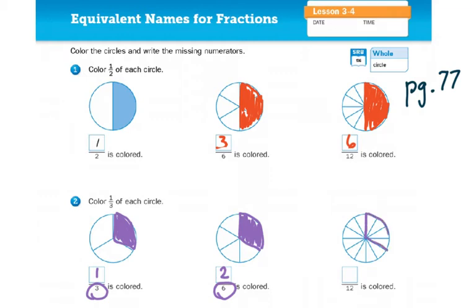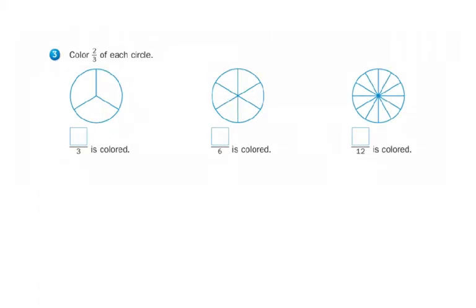I'll do the same thing for the third example. The same amount is being shaded. This time the circle is in 12 equal sections, and I have 4 out of 12, or 4/12, shaded. Make sure you're shading in your math journal at the same time. Pause at any time if needed.